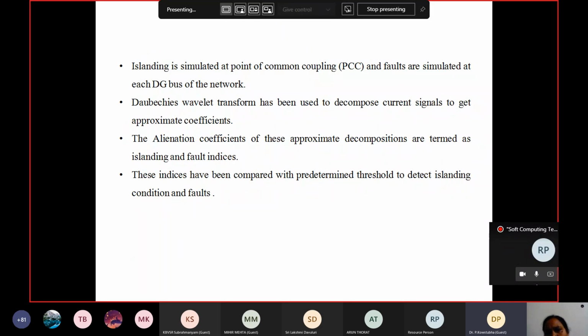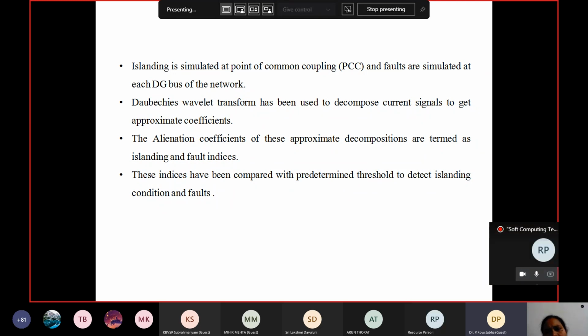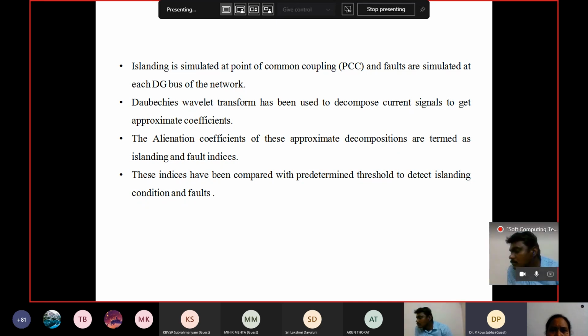It can be created at the point of common coupling, and faults are simulated at each DG bus of the network. That means I am taking a 5 bus radial model. One bus is at the point of common coupling and the remaining 4 buses are at the locations of the DGs. That means from the point of common coupling, 2 feeder lines, 2 distribution lines. Each distribution line consists of 2 renewable wind farm distributed generations. That means 2 feeder lines consisting of 4 DGs, that means 4 buses, and 1 bus is at the point of common coupling. Islanding is simulated at the point of common coupling and faults are simulated at each DG bus of the network.